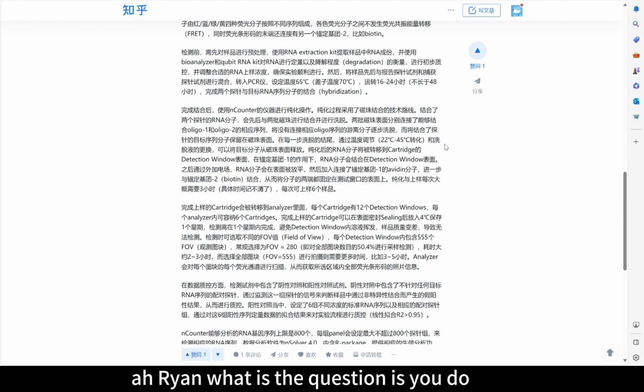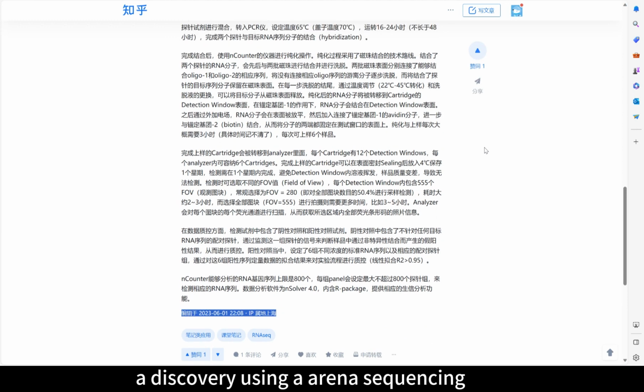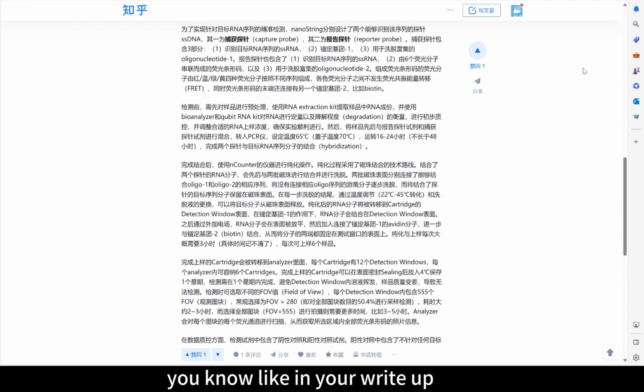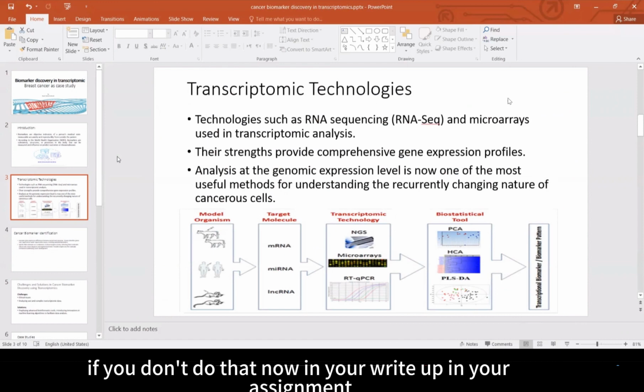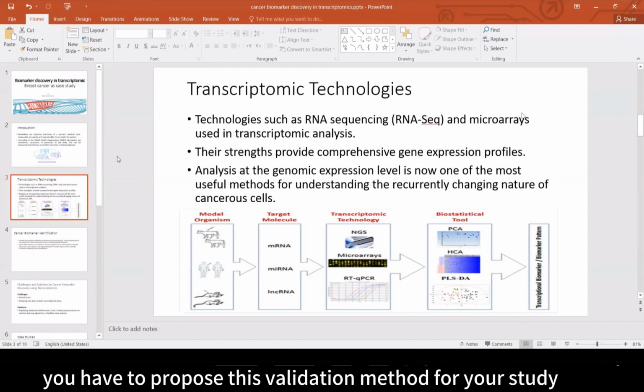Okay, Ra'an, the question is, you did a discovery using RNA sequencing. So did you do any validation using another platform? If you don't do that now, in your write-up, in your assignment write-up, you have to propose a validation method for your study.